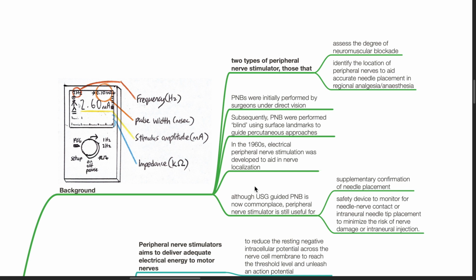Although ultrasound-guided peripheral nerve block is now commonplace, the peripheral nerve stimulator is still useful for supplementary confirmation of needle placement, as a safety device to monitor for needle-nerve contact, or intraneural needle tip placement, to minimize the risk of nerve damage or intraneural injection.